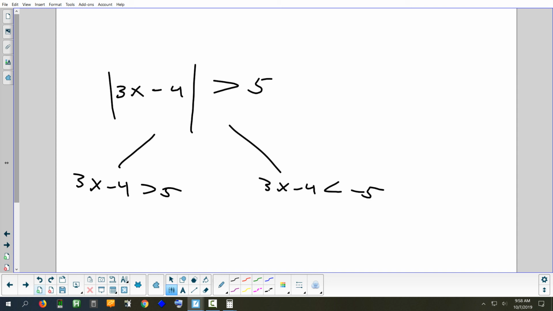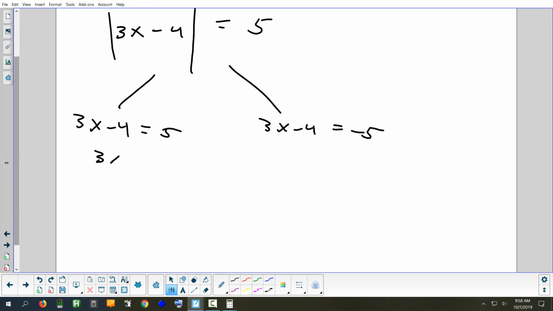Actually, you know what? I think we did it with equal signs, so I'll do it the way we did last week. Yeah, we did it with equal signs. You guys don't know about the flipping thing yet. That's what we're going to do later on. So you had 3x minus 4 equals 5 equals negative 5. And then we solved each one. We got x equals 3. And we'd solve the other one too.